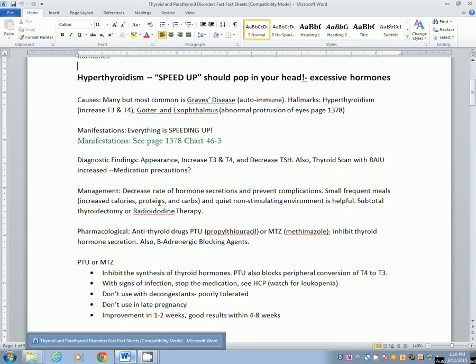We talked about the thyroid scan, which measures the position, the size and function of the thyroid gland, and then the RAI, radioactive iodine uptake test. This, again, measures the activity of the thyroid.